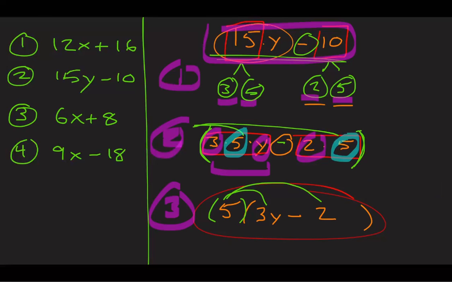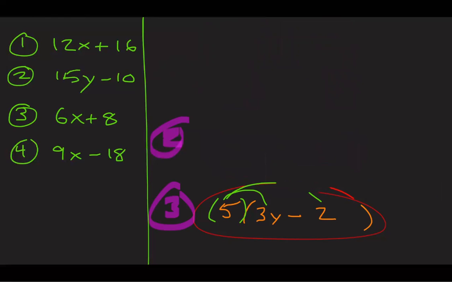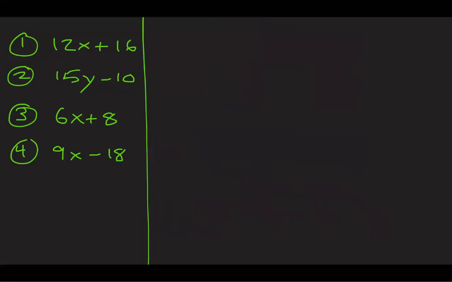When you're checking like that, you want to make sure it equals the original expression. If it doesn't, you either multiplied wrong or one of your steps, you might have made a mistake. So go back and revisit if you get a different expression when you're checking.